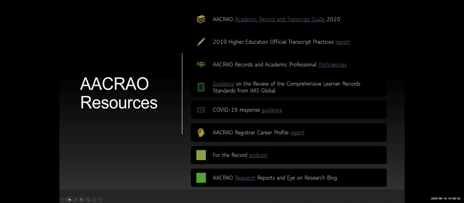We also have the report that's based upon you responding to our survey on it. And we have professional proficiencies on the subject, as well as comprehensive learner records standards now, because that's a new thing for academic records. So being a long-term project we've worked on, ACRO has guidance in the COVID-19 specifically about what institutions are doing about academic records and transcripts and grading and everything else that we had to change so quickly.